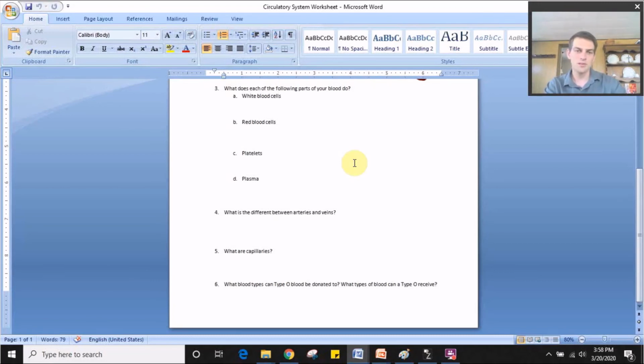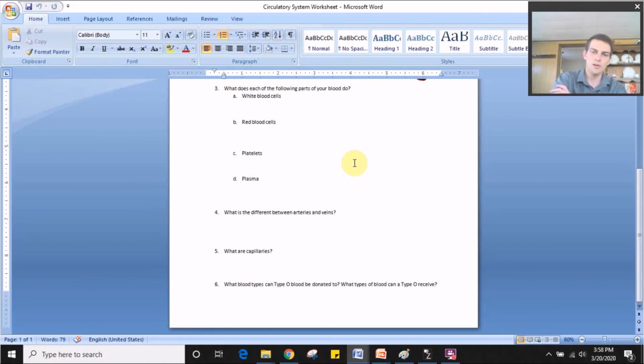What are capillaries? Capillaries are the tiny branches that connect arteries and veins, and that's where the exchange of oxygen and waste and all that stuff happens. So that's where the blood actually kind of talks to the cells and gives stuff to them and gets it back. What blood types can type O blood be donated to?